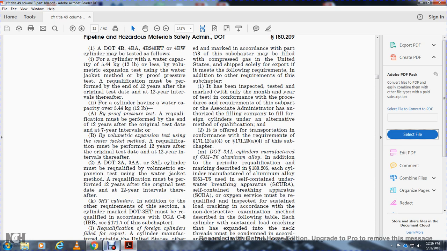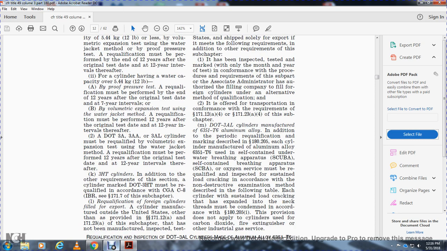3A, 3AA, 3AL cylinders must be requalified for volumetric expansion testing with the water jacket method. Requalification must be performed 12 years after the original testing date, with 12-year intervals thereafter.